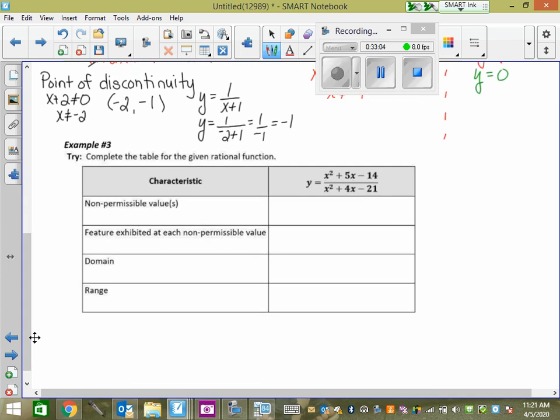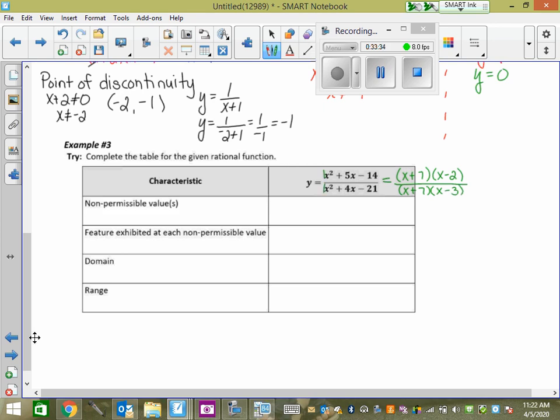Here's another one for you to try. So you'll try it. You'll pause me, and then you'll come back and check it out. So if I factor this top, I'm going to get what multiplies to give me negative 14 and adds to give me 5. So it's going to be (x plus 7)(x minus 2). And I can go right to brackets because there's a 1 in front. I don't have to do decomposition. Now the bottom, what multiplies to give me negative 21 and adds to give me 4. So (x plus 7)(x minus 3).